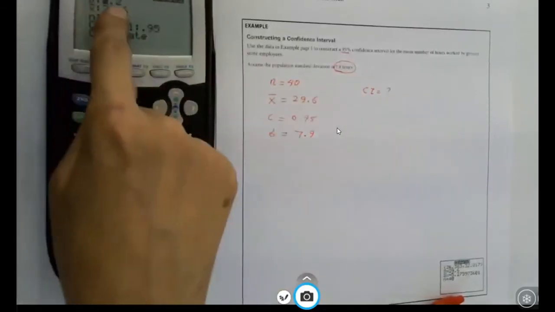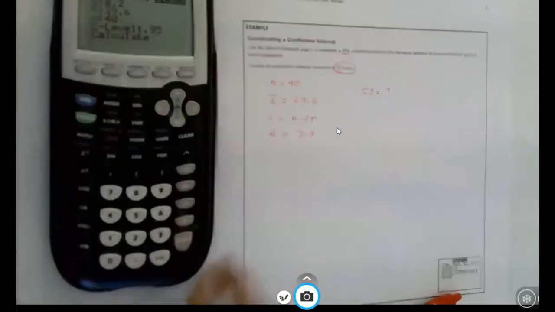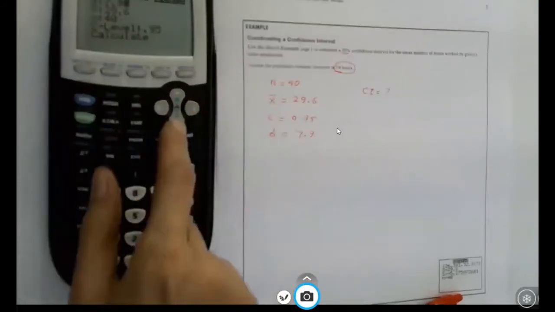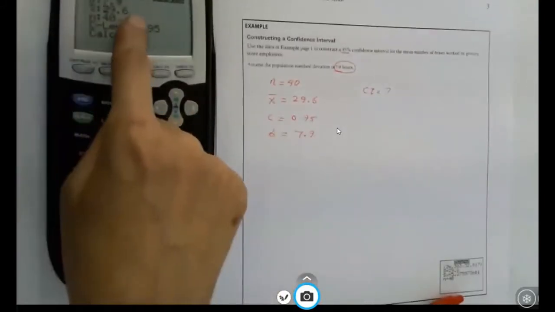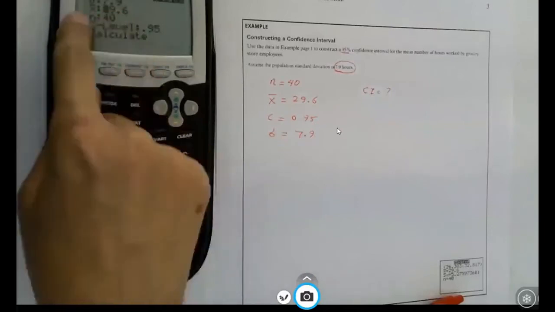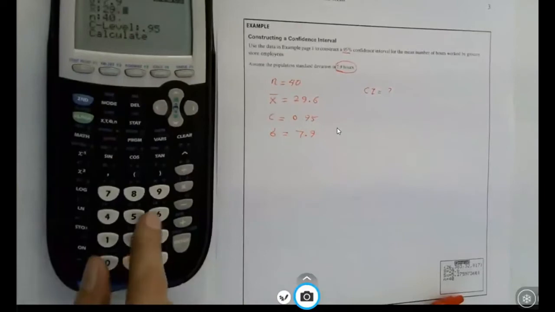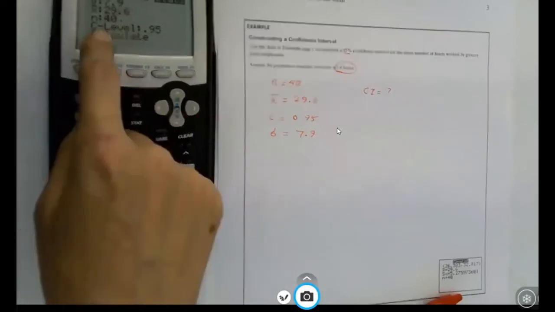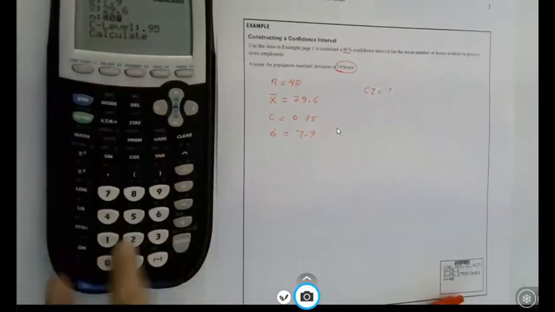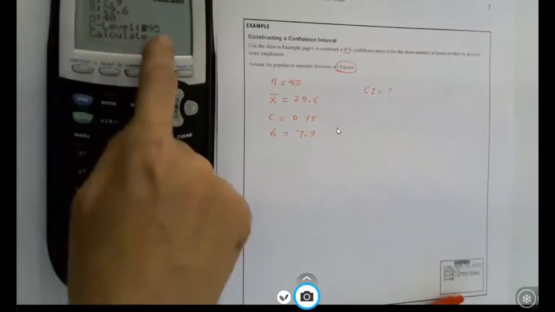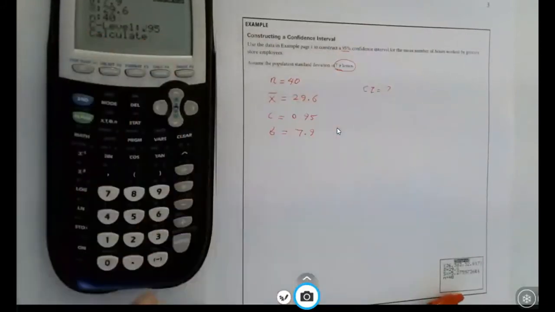Sigma, which is your population standard deviation, is 7.9. X bar, or the point estimate, is 29.6. The sample size was 40. And the confidence level is 95%. Well, let us calculate that.